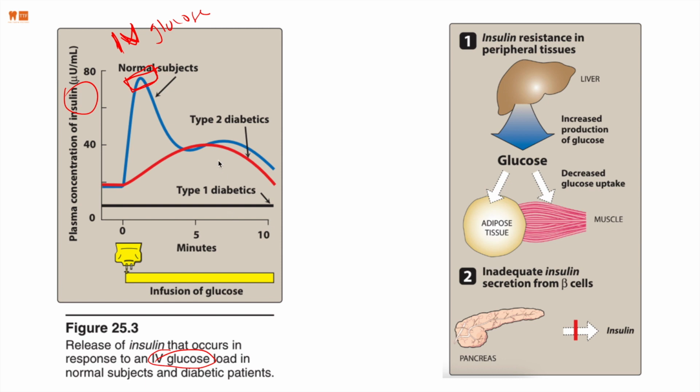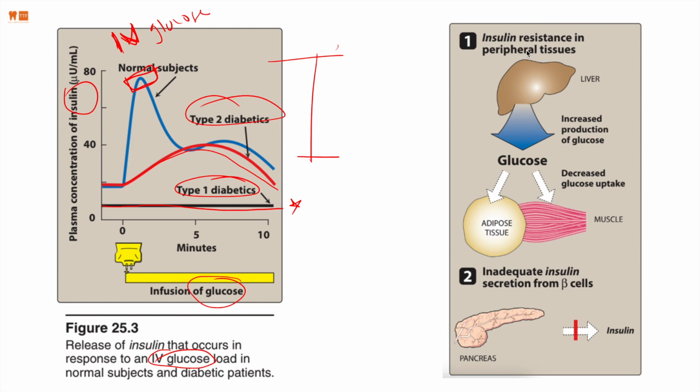But in a diabetic, in type 1, it's very, very little, almost next to nothing. That's because beta cells are dead. No matter how much glucose you give, it's not going to stimulate insulin release. But in type 2 diabetes, there's some insulin response, some insulin release, but not enough to match normal patients. So that's the difference in plasma concentrations of insulin once glucose is infused.